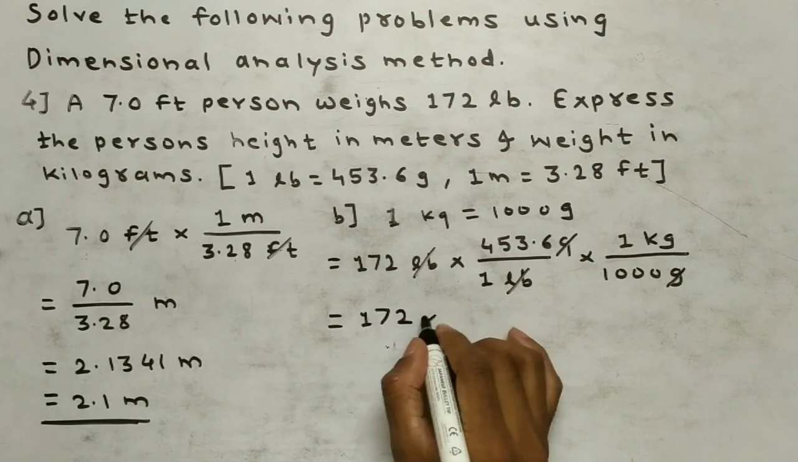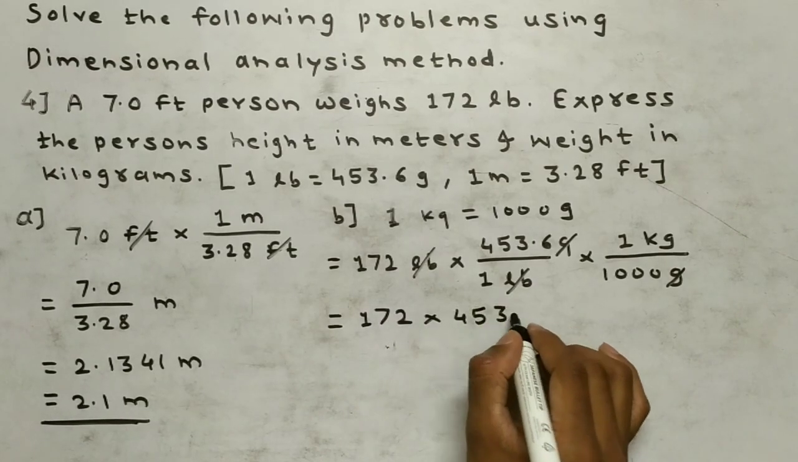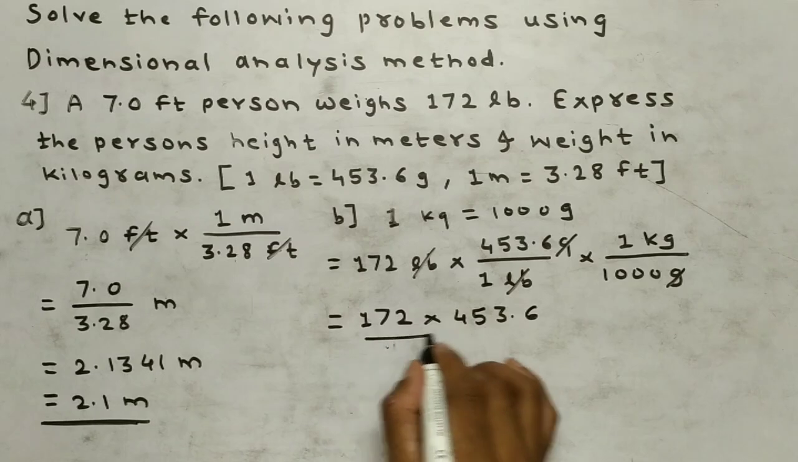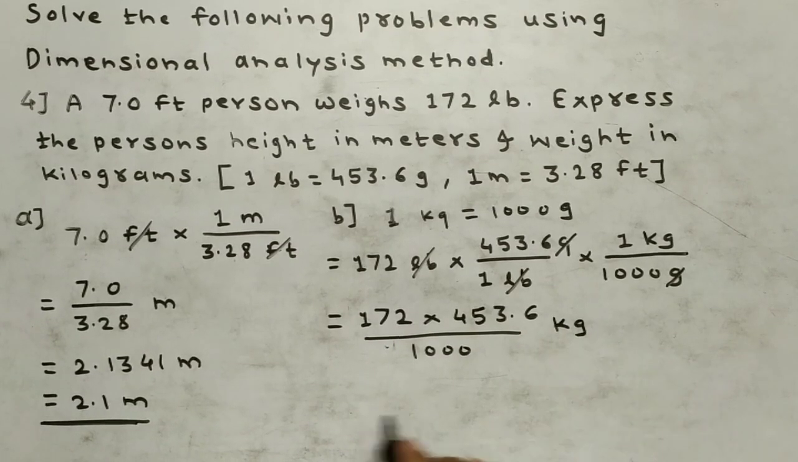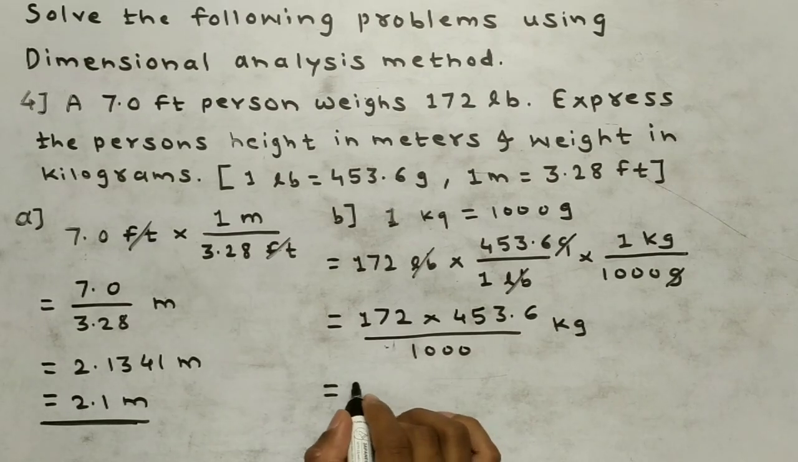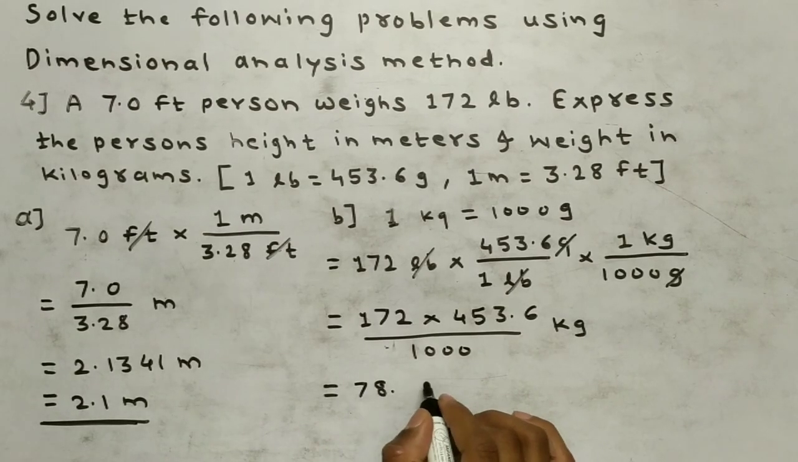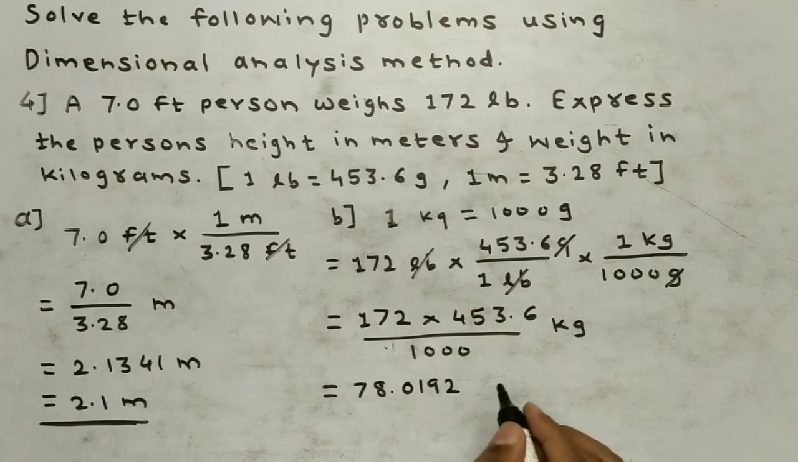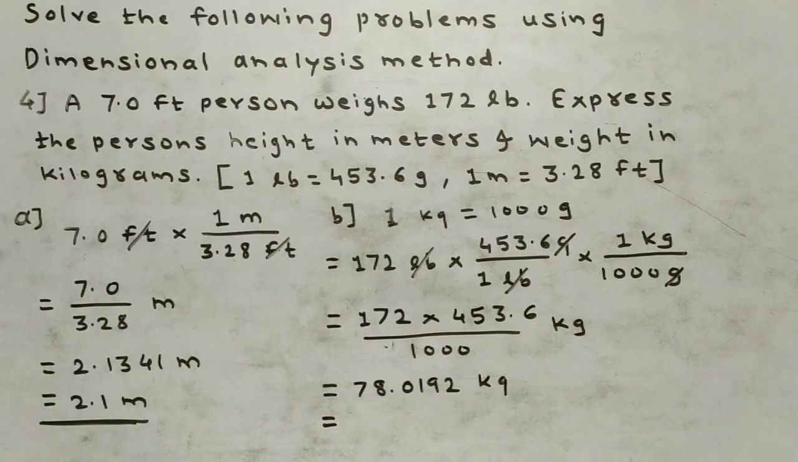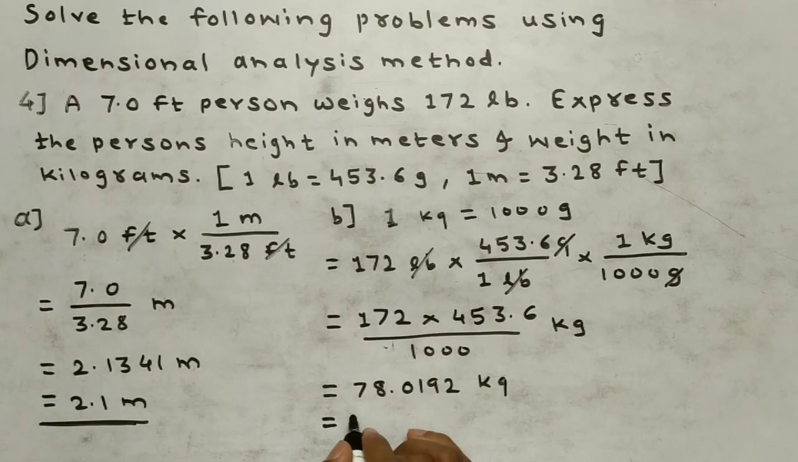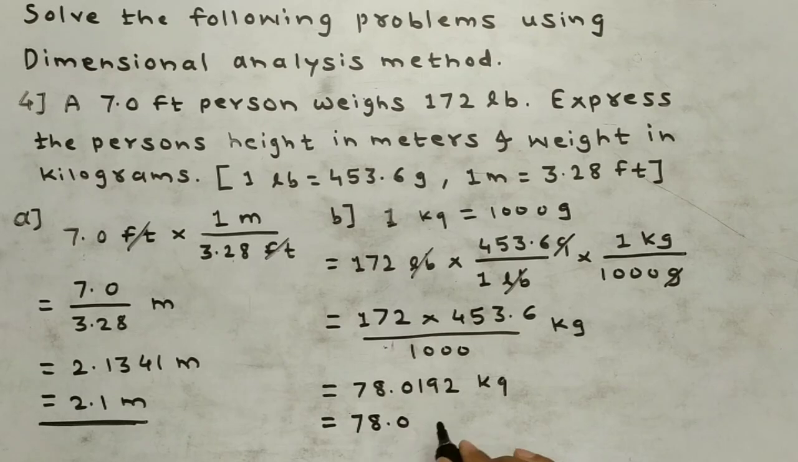So we'll get 172 multiplied by 453.6 divided by 1000, and the unit will be kilograms. So after calculation we'll get 78.0192 kilograms. Now if we see in 172 we have 3 significant figures, so our final answer will be in 3 significant figures, 78.0 kilograms.